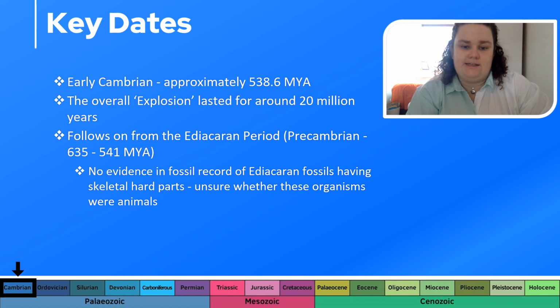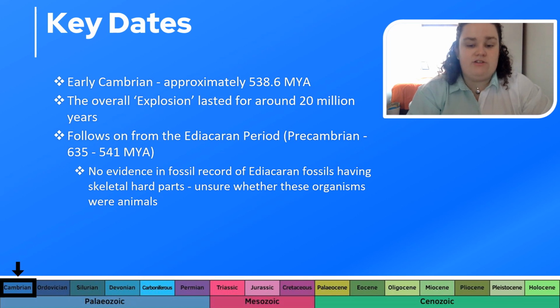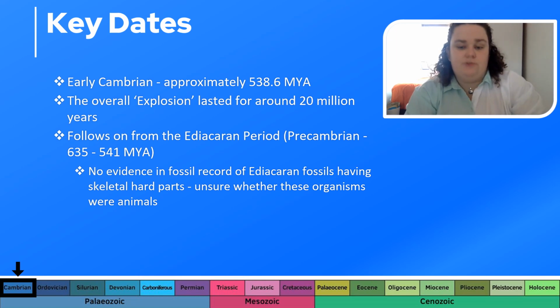What are the key dates? The key dates of the Cambrian explosion. It occurred in the early Cambrian, approximately 538.6 million years ago. The overall explosion lasted for around 20 million years. And the Cambrian follows on from the Ediacaran period, which was during the Precambrian, and it dates to about 635 to 541 million years ago.